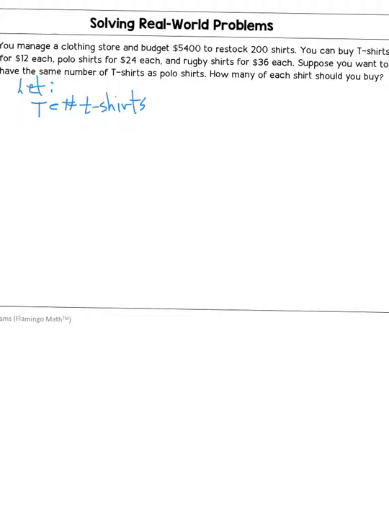And then P will equal the number of polo shirts. And then R will equal the number of rugby shirts. Yep, that looks like one word. It's not. All right, then we're going to write our system of equations.